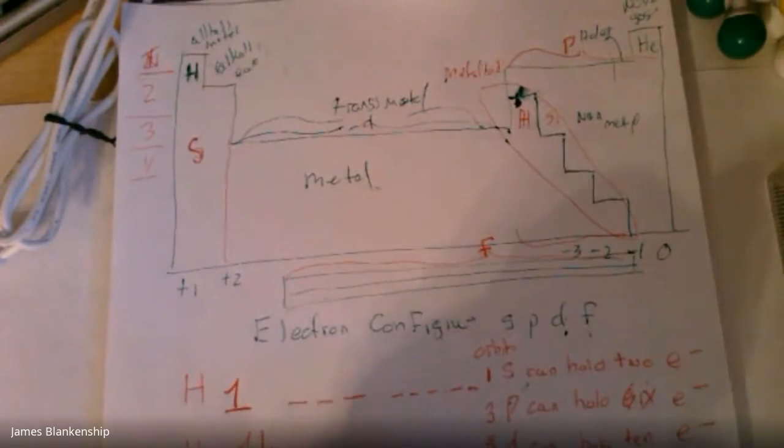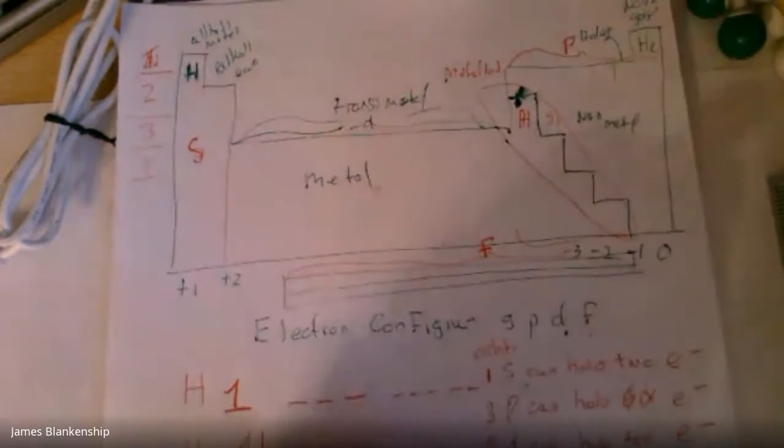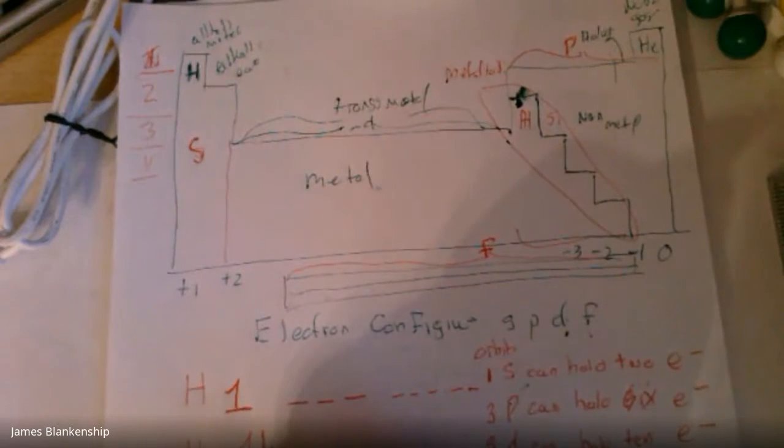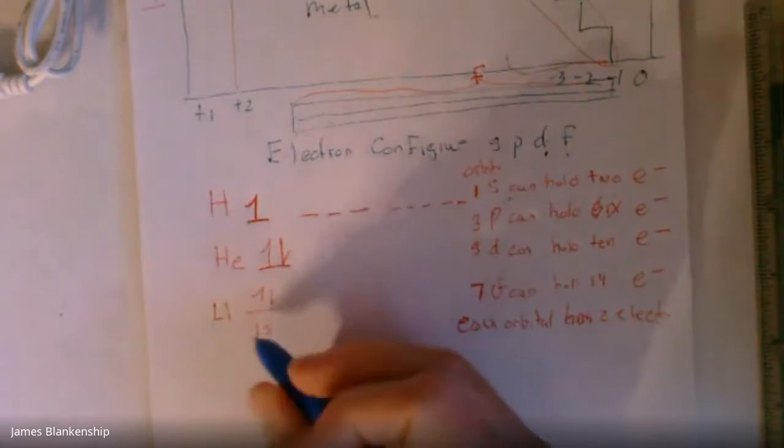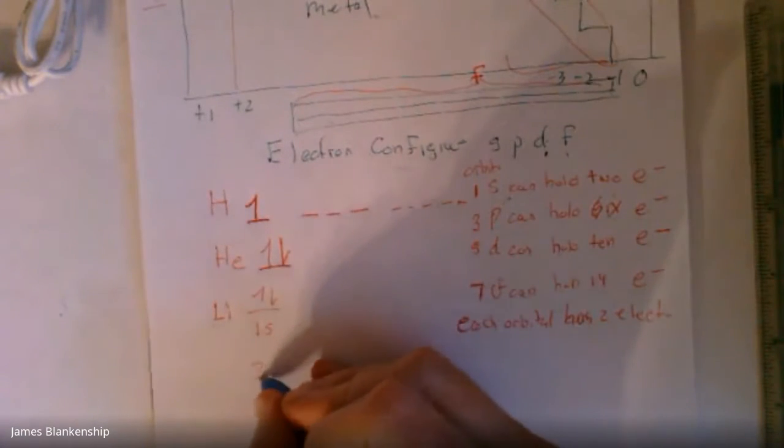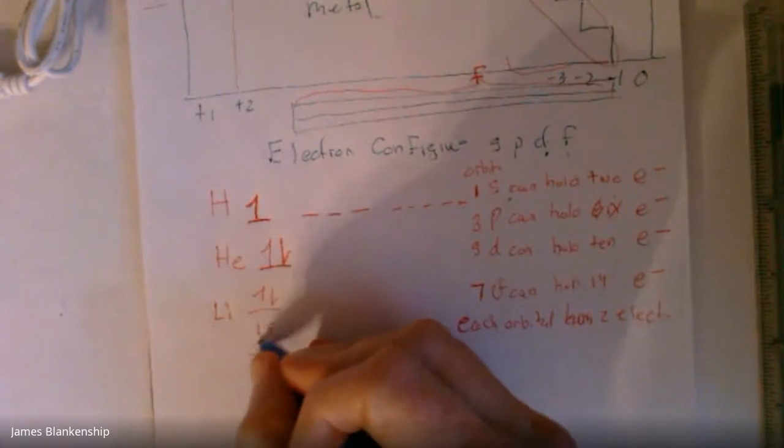So if we were to do lithium, we would say, well, it already filled our first 2, so we would have 1 arrow going up, and then 1 arrow going down. And then we would have to start 2s, so I'd say 2s, just 1 up.